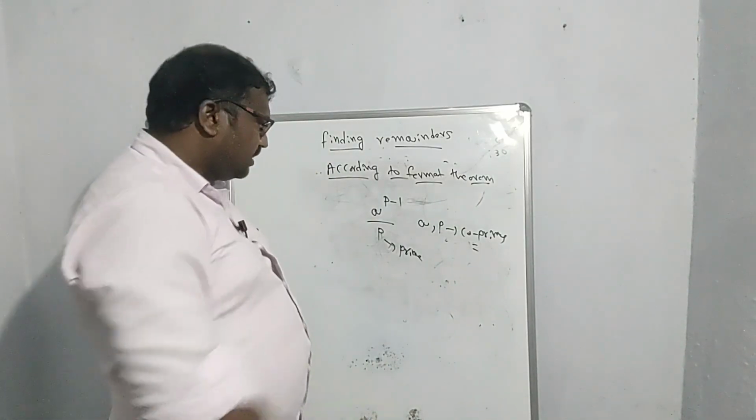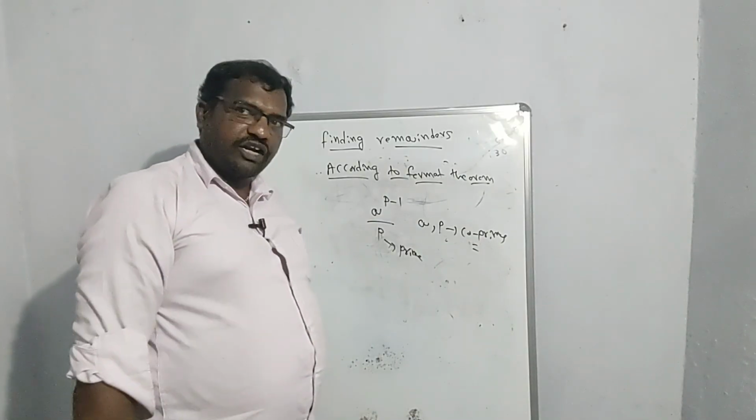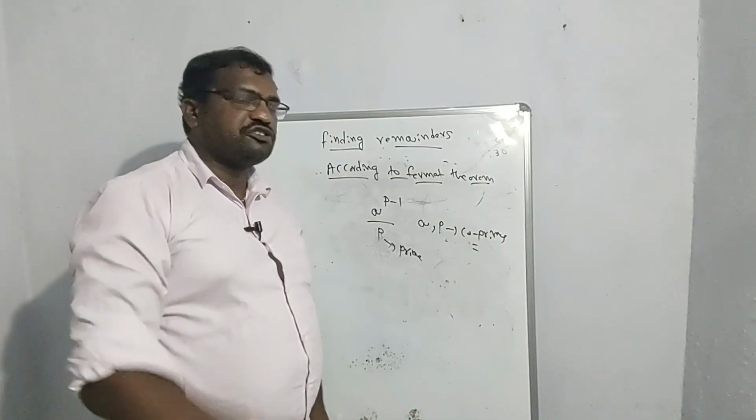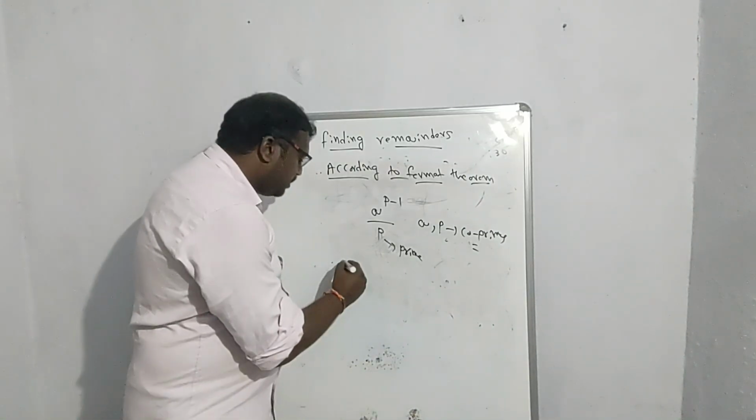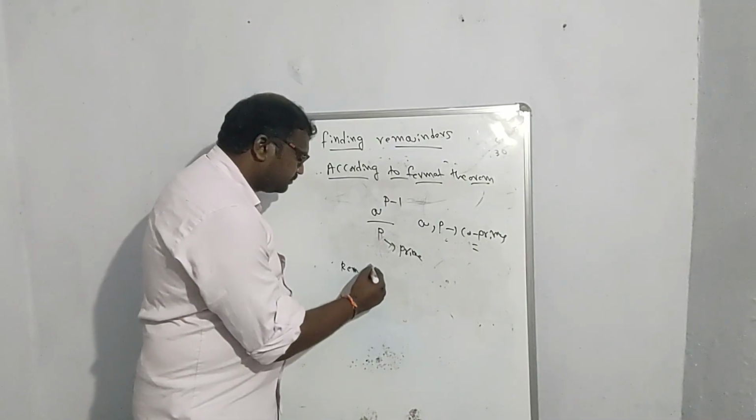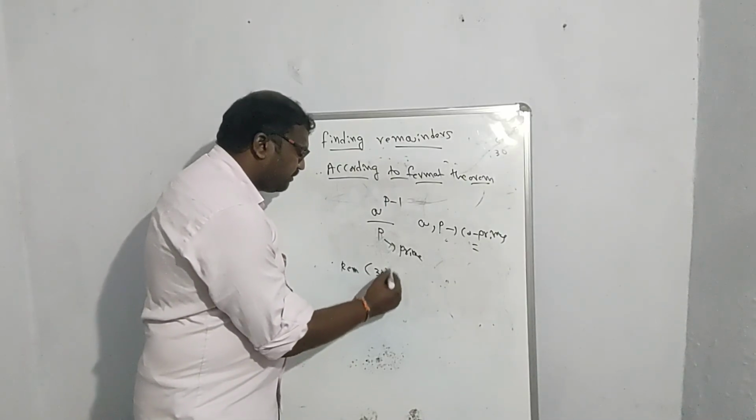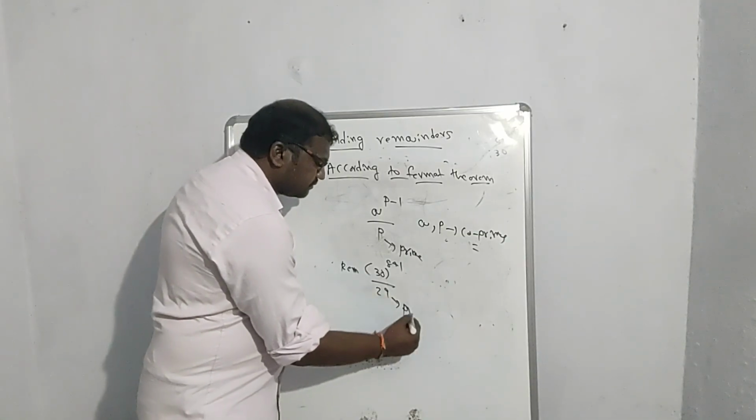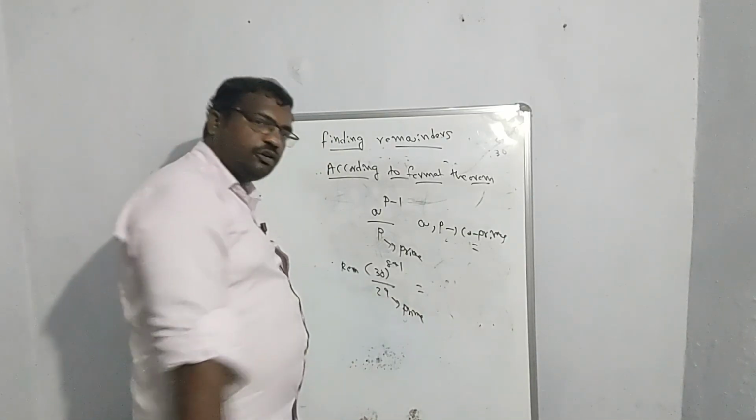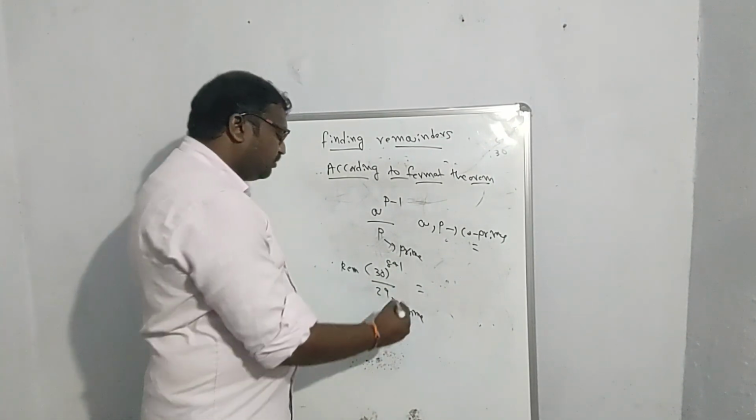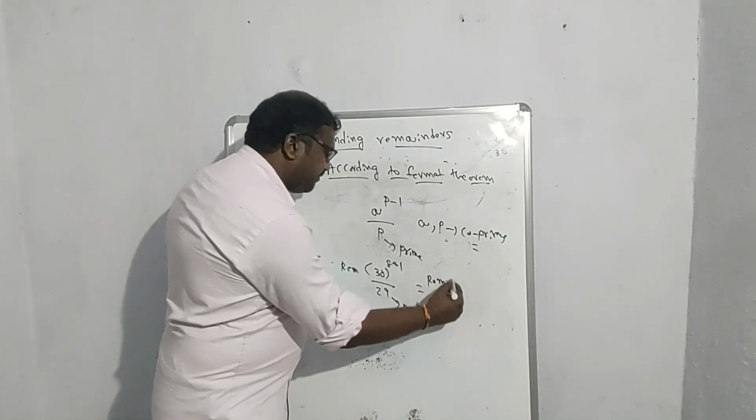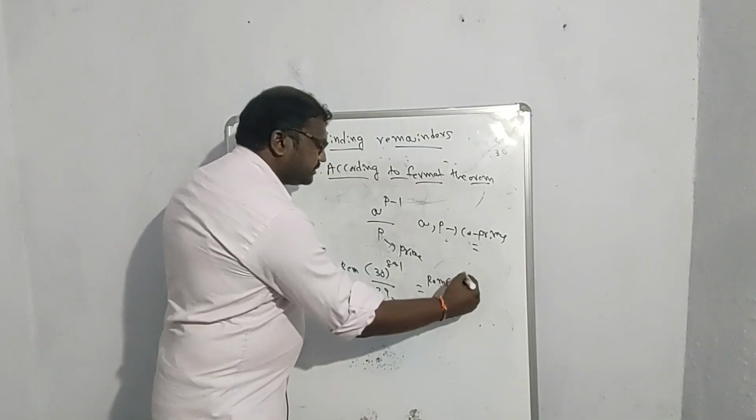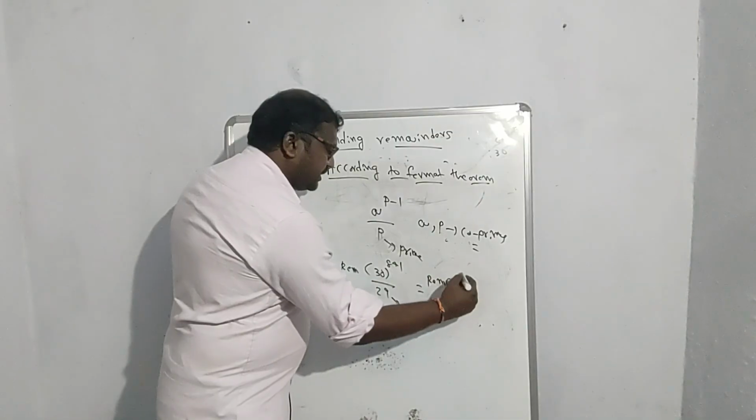According to Fermat's theorem, your divisor should be a prime number. Your numerator may be either prime or not prime, whatever it may be. Here I am taking one problem: remainder of 30 power 841 divided by 29. Here 29 is a prime number, so we convert it like remainder of 30 by 29, where the power should be 28.